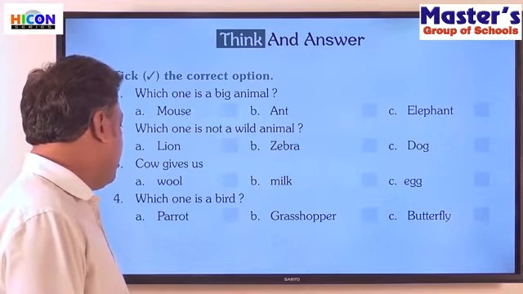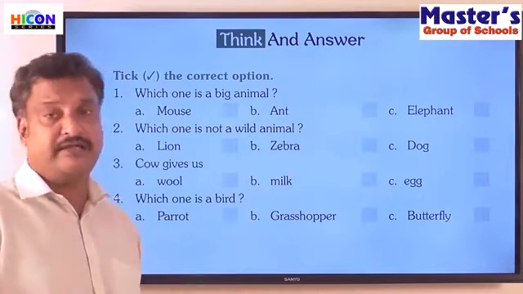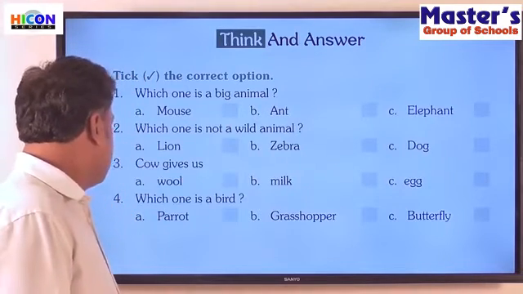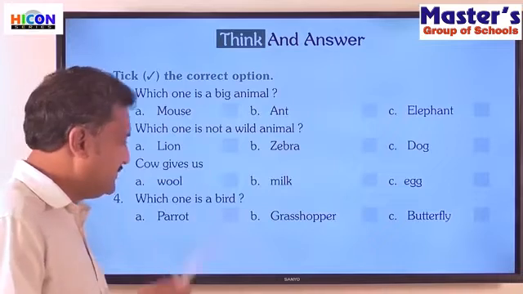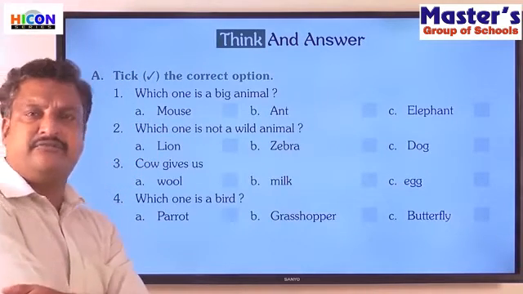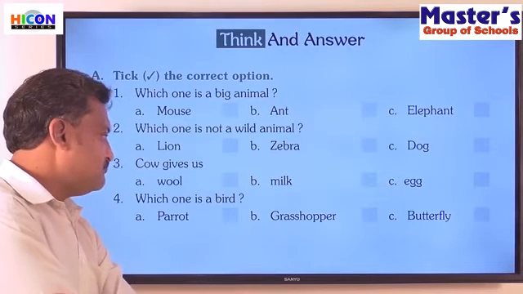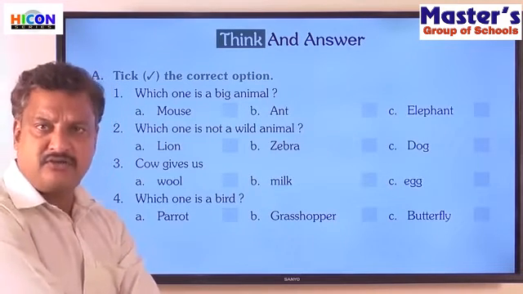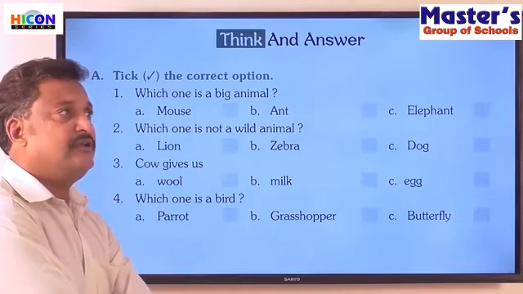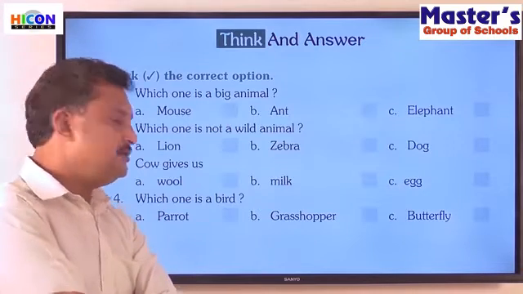Then, which one is a bird? So birds are those animals which can fly, isn't it? Yeah, they have got wings and they can fly. So the options are a parrot, a grasshopper, and a butterfly. Parrot has wings and it can fly. Right? Grasshopper has wings, it also can fly. Butterfly, we know. Butterfly is flying from one flower to another in the garden, isn't it? So all the three can fly.